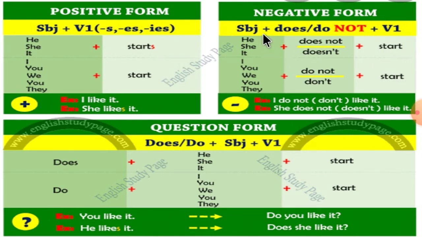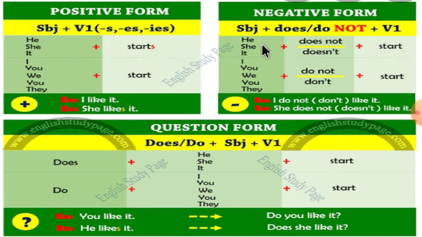Now let's see how to make a negative sentence. Subject plus does not or do not plus verb. So here, while you are making any negative sentence in the simple present tense, you don't need to add anything in the verb. It will remain as it is. See here, both the verbs, I haven't added anything in this.